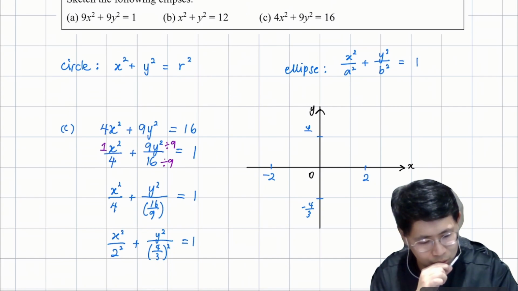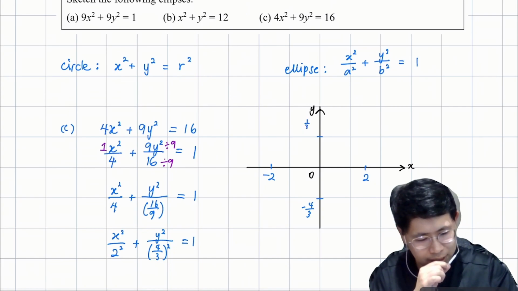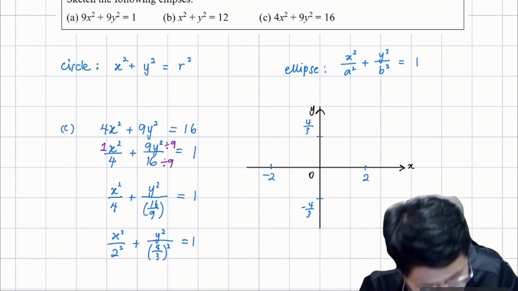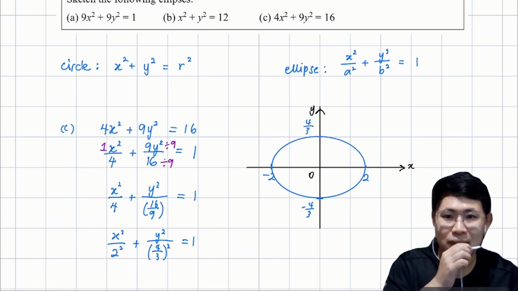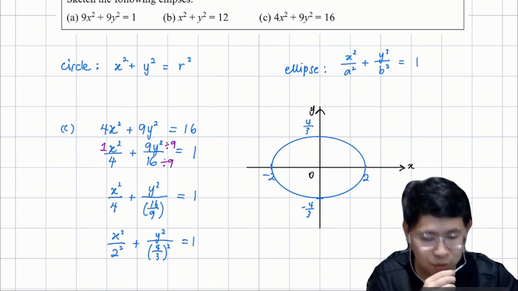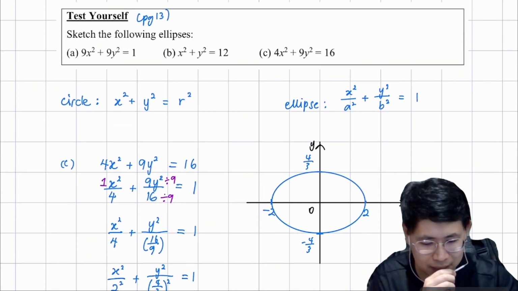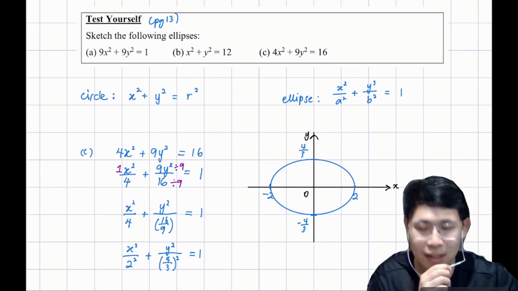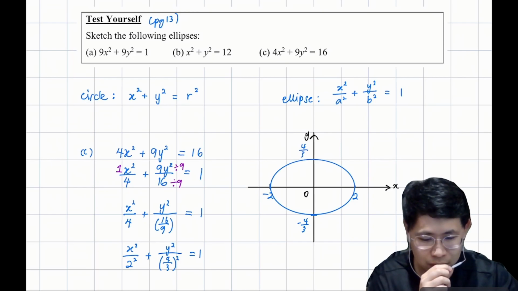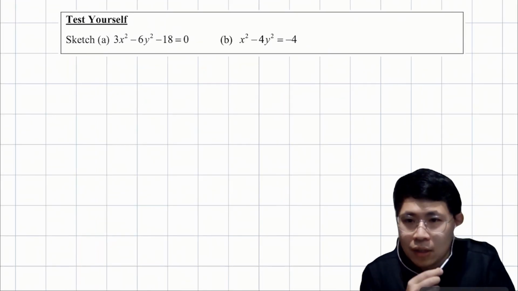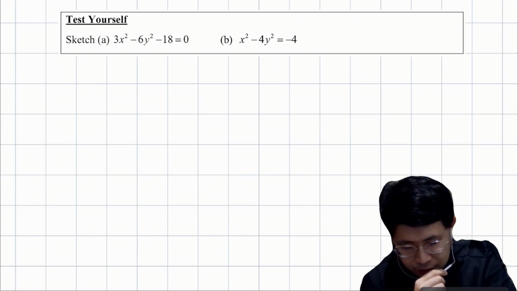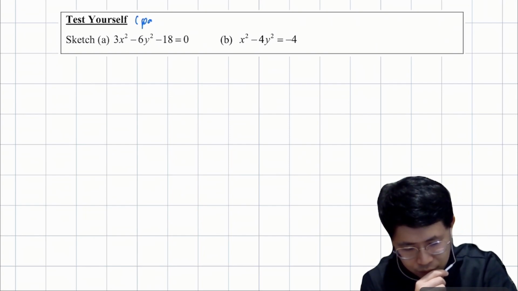Now we are ready to draw the ellipse, the oval shape. I'm going to try and draw. Roughly I have this oval shape, and this would be the end of Test Yourself on page 13. Last but not least, we have Test Yourself on page 15 to come about. So the next Test Yourself is on page 15.